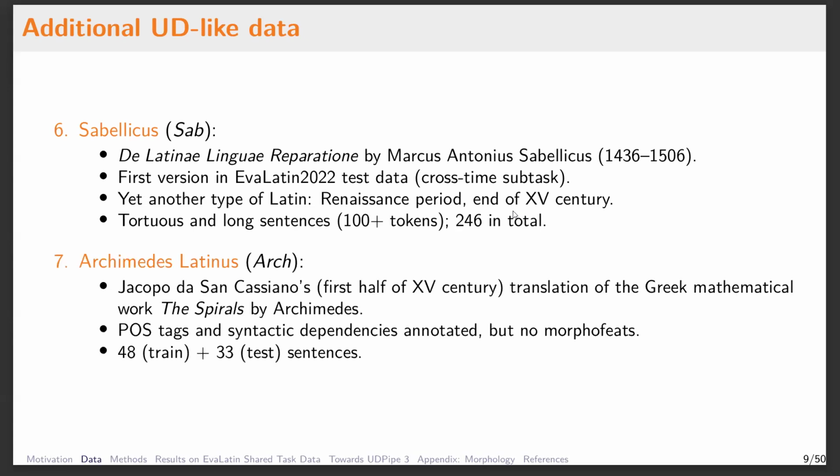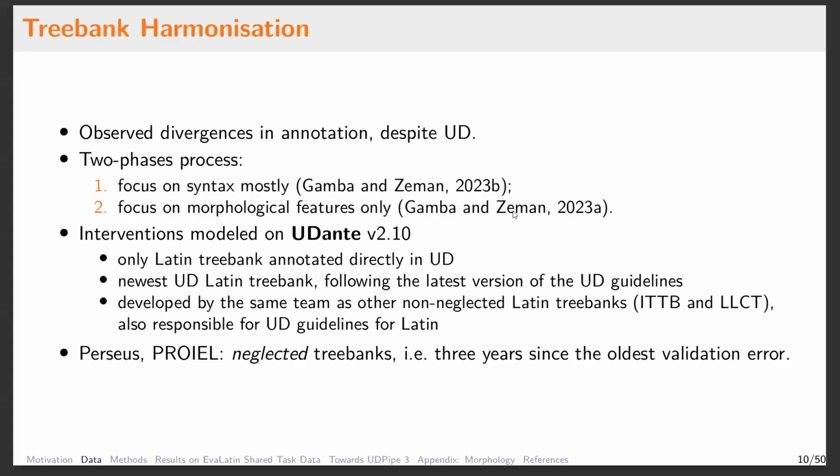And we are even happier because we also have Archimedes Latinus, which is a UD-like treebank built on a Latin translation of a Greek work by Archimedes. So it's mathematics. In this case, this treebank is even smaller. It's more or less 80 sentences. Okay, so we have a lot of data, definitely.